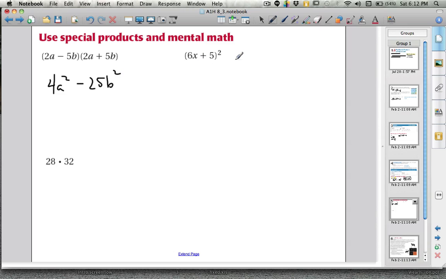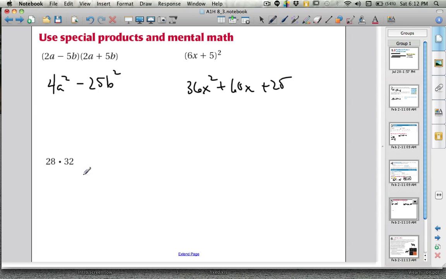Right here I've got the square of a binomial, so I have the first term squared, that's 36x squared, plus 2 times 6x times 5. Well, 2 times 5 is 10, times 6x is 60x, and then I'm going to have 5 squared, plus 25.